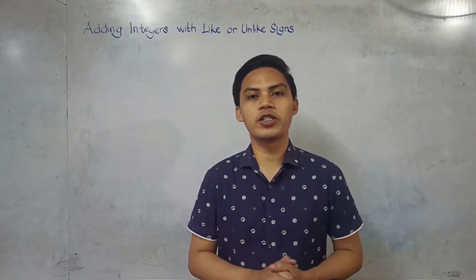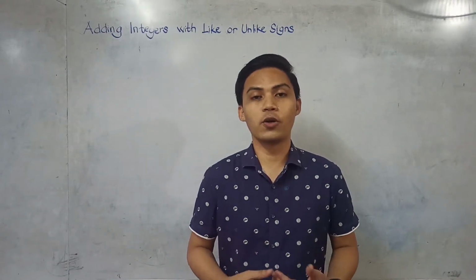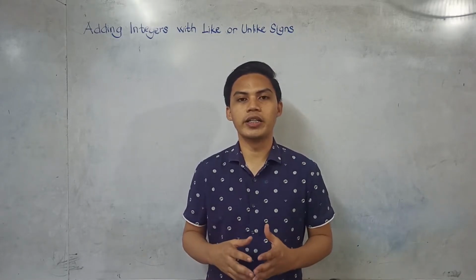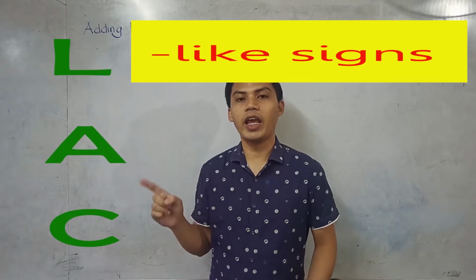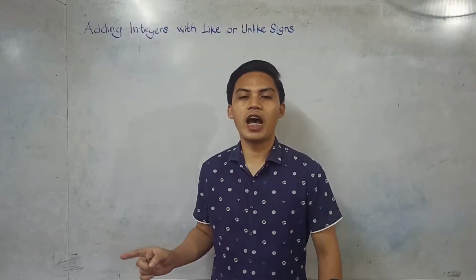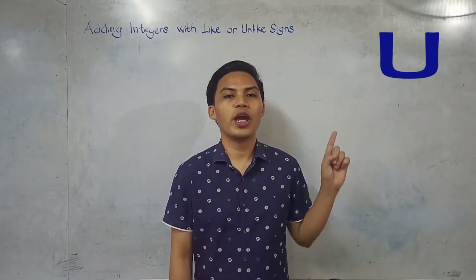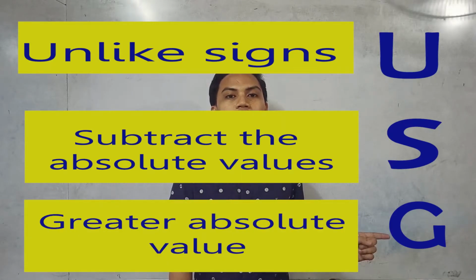So, using the concept of algebra disc, we can derive the rules in adding integers with like or unlike signs. If we're going to add integers with like signs, ito lang yung tatandaan natin. We have L, A, C. L stands for like signs, A for add their absolute values, C for copy their common sign. At pagdating naman sa pag-add ng mga integers with unlike signs, we have U, S, G. U stands for unlike signs, S stands for subtract their absolute values, and G stands for greater absolute value.